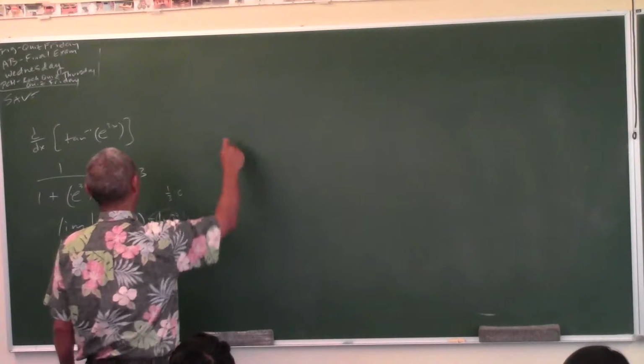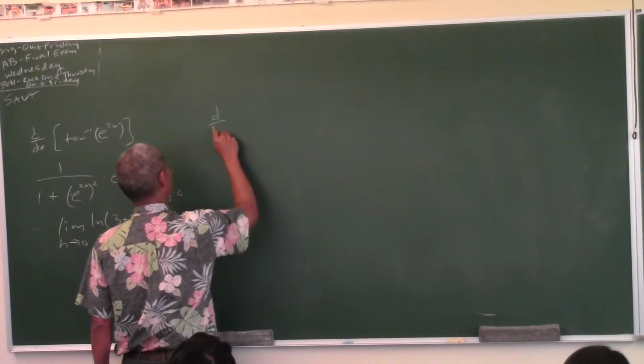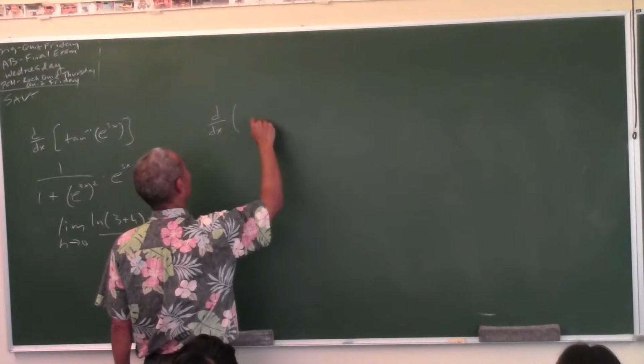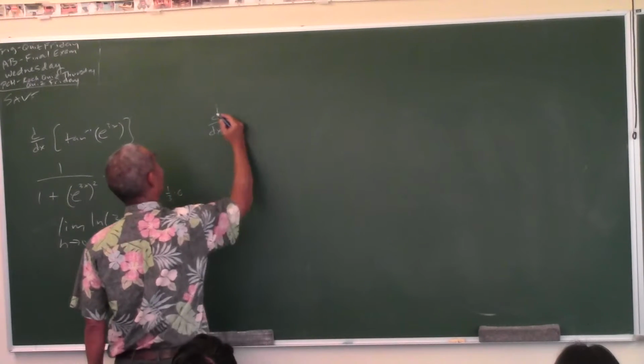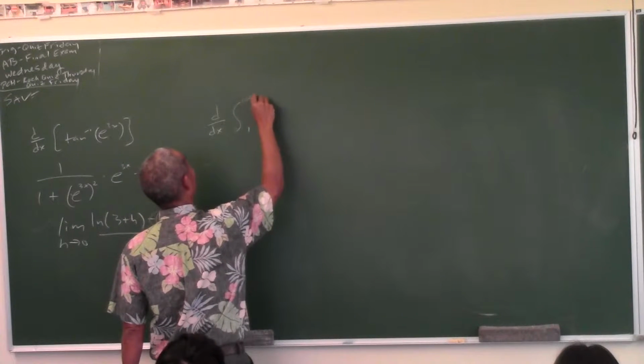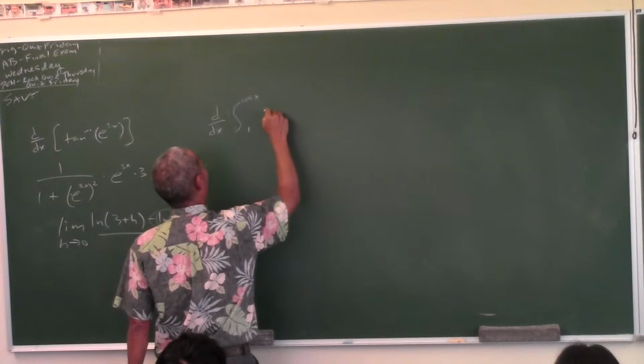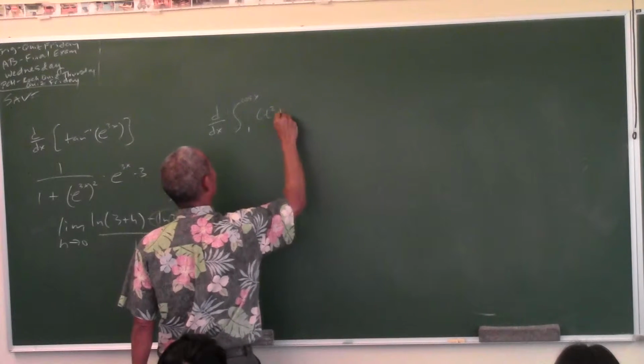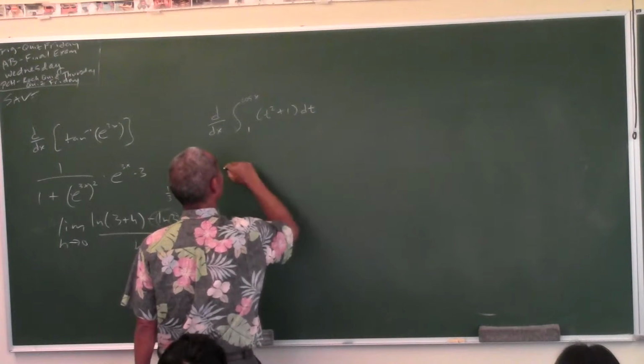Okay. We've got to do some more derivatives, I think. What is the derivative of... okay, what haven't we done in a long time? How about this: the integral from 1 to cosine x of t squared plus 1 dt.